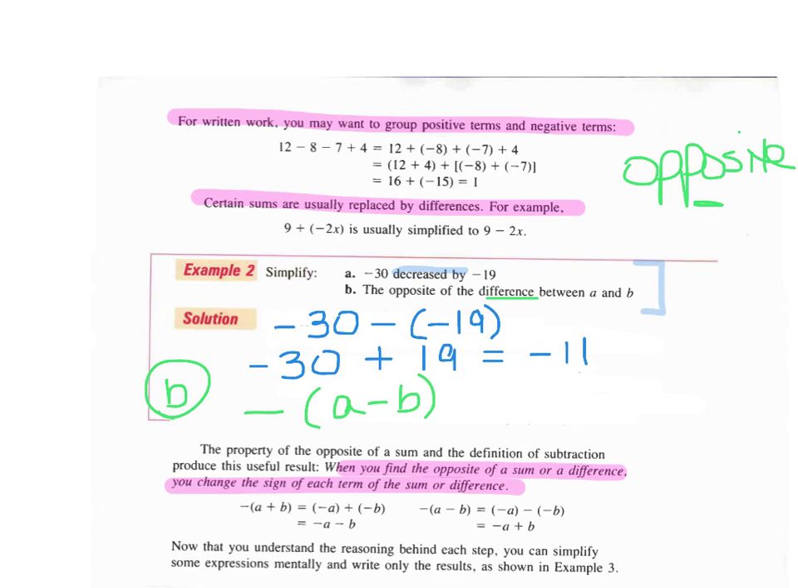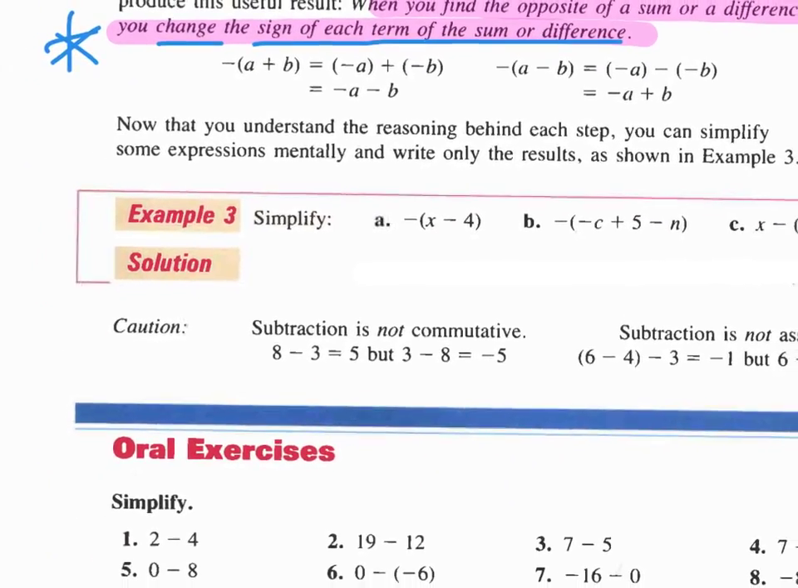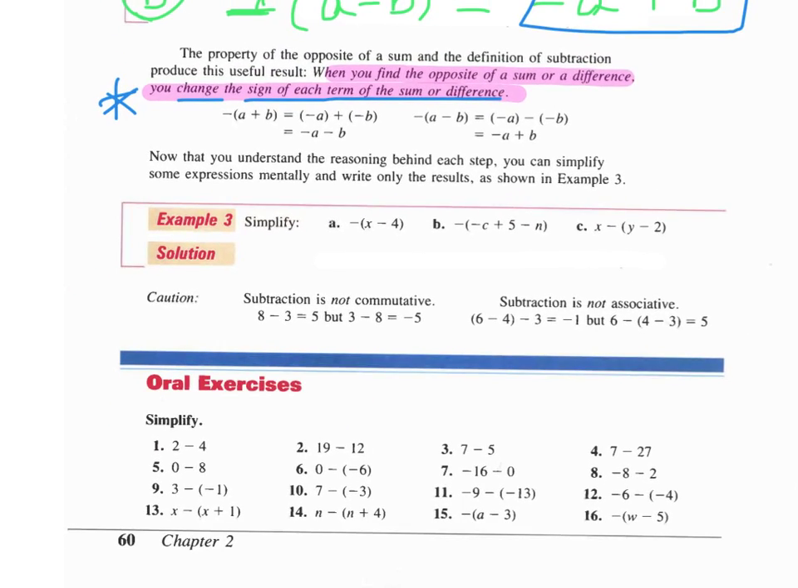And then I'm going to distribute that negative sign that's outside. And this will turn into a -A. And then when I distribute it to a -B, it makes it become plus. So that would be your final simplified answer. When you find the opposite of a sum or a difference, we're going to change the sign of each term in that sum or difference. So notice on example 3, we have the opposite of the difference of x.